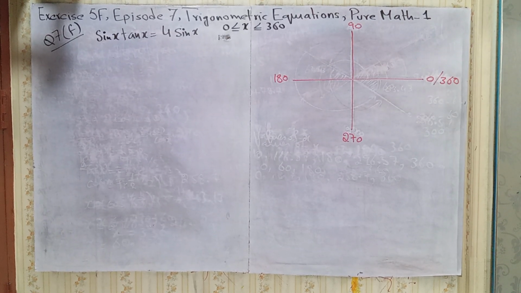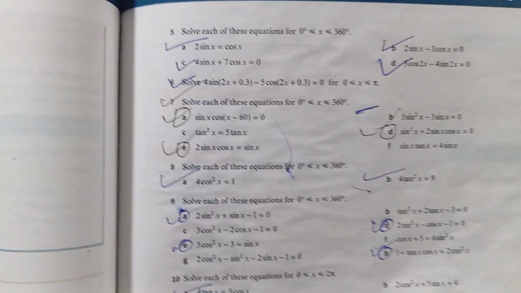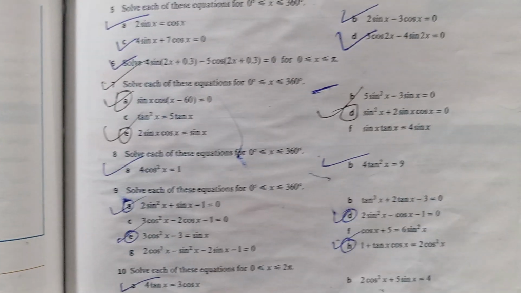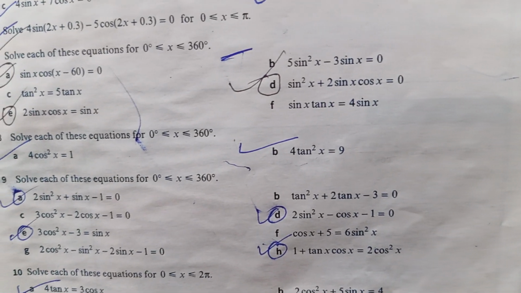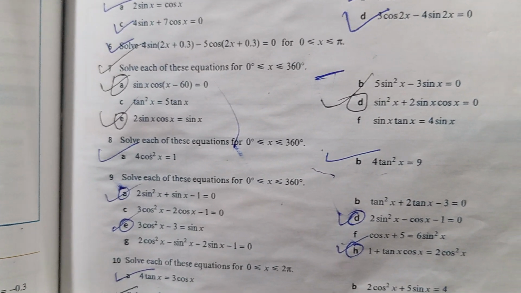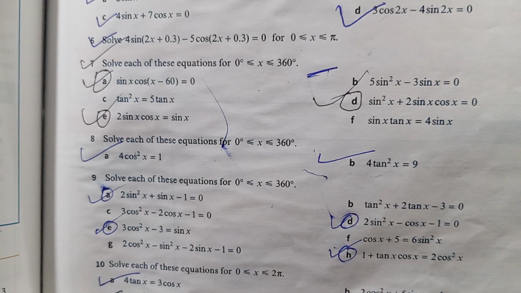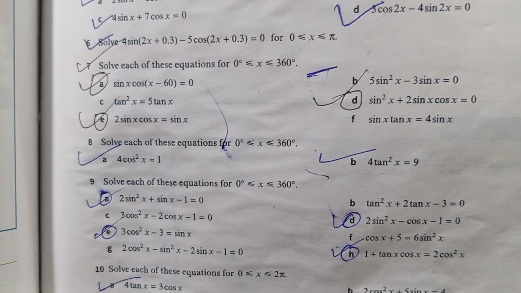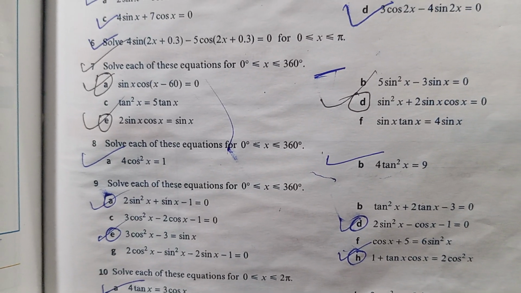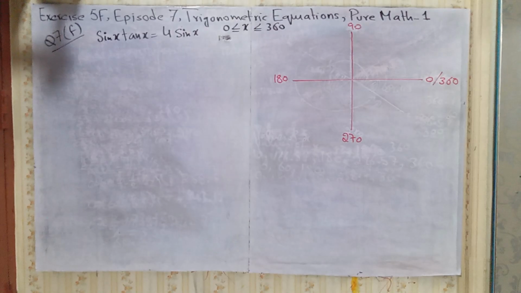So, my dear students, now we are going to solve question number 7, its F part. Let me show you from the book. You can see this question number 7 and its F part. It says sine x tan x is equal to 4 sine x. So we have to solve this trigonometric equation. The value of x will be from 0 to 360. Question number 7 and its F part we are going to solve.